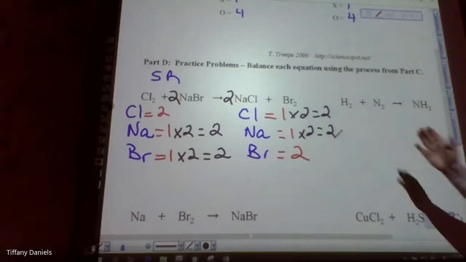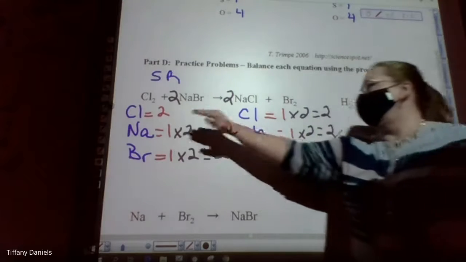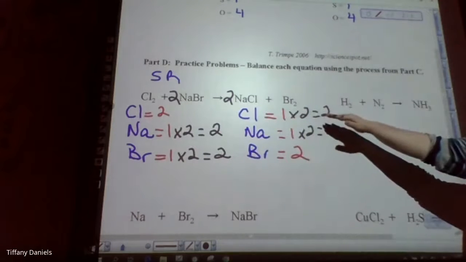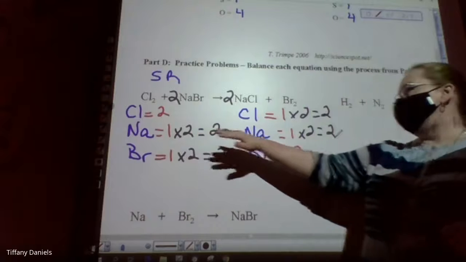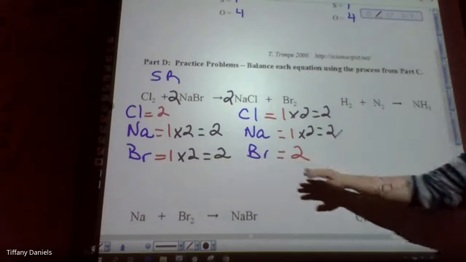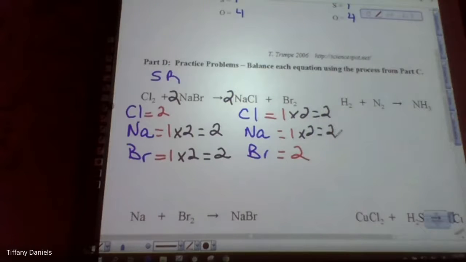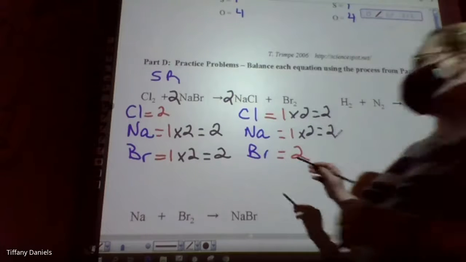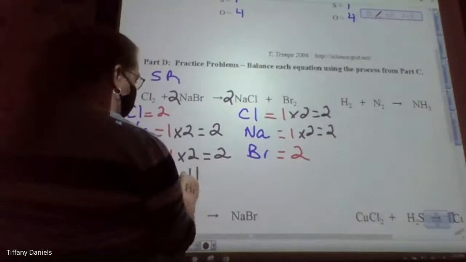Okay, and I now look and I see that my chlorines are the same. My sodiums are the same. And my bromines are the same. So I have a happy equation. So I can put a smiley face here.